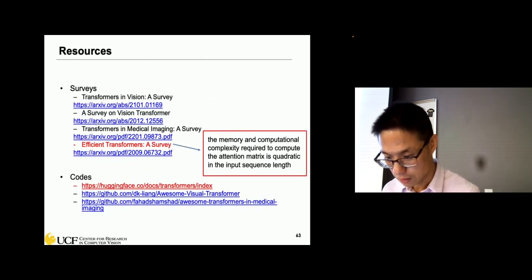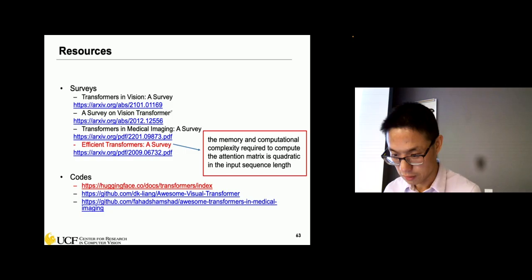Okay, here I also provide some resources, the surveys. If you're interested, you can look at these surveys on different advancements and architectures being used in vision. Because in this course we are dealing mostly with images, there are a lot of resources for visual transformers and also for medical imaging as well.